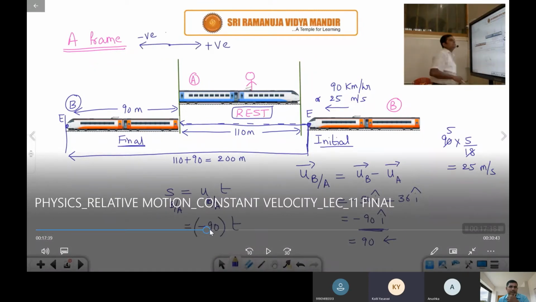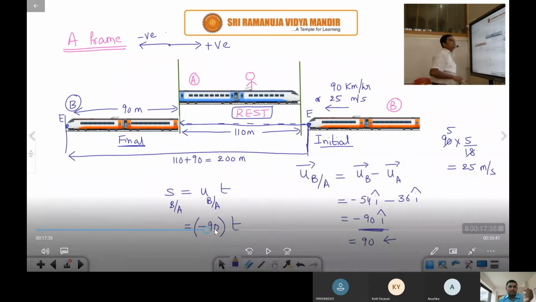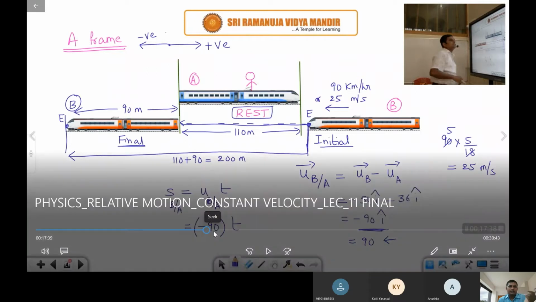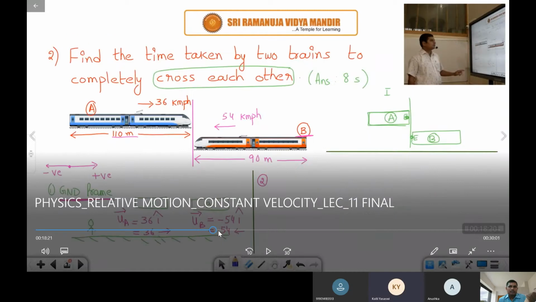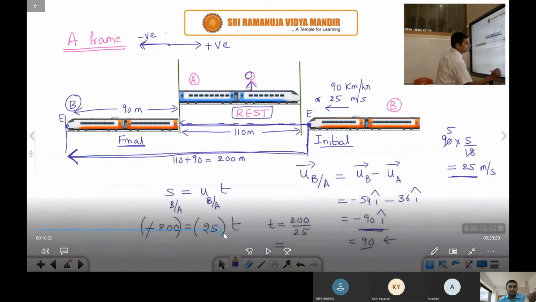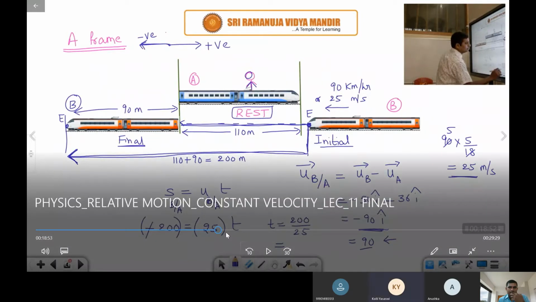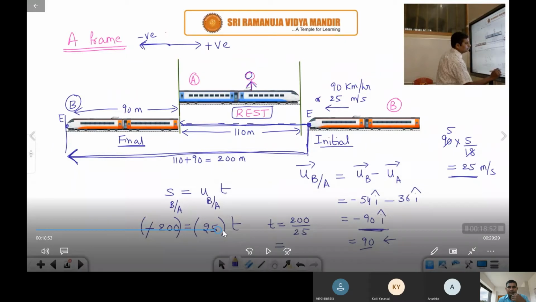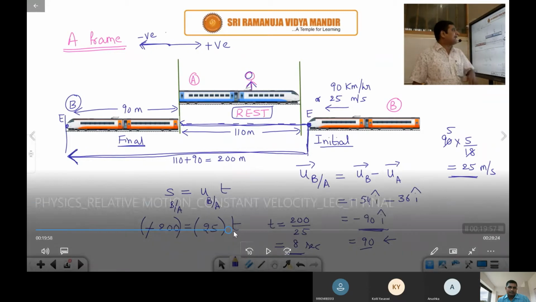Correct. So when you substitute in this equation, the only equation is S equals UT. We have S of B with respect to A, and U of B with respect to A. That is minus 200 is equal to minus 90, which is minus 25 in terms of meters per second, correct? Yes, sir. So T is equal to 200 by 25, which is 8 seconds.